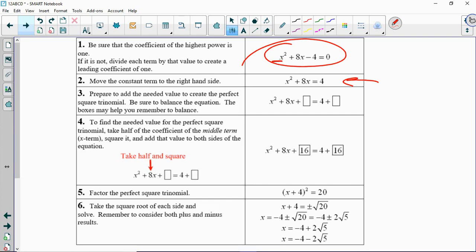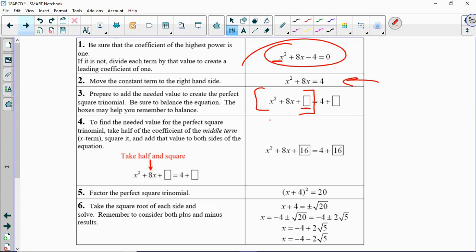And then this is the most important part now. We're going to add some mystery number here so that this entire left-hand side is a perfect square, so that it is x plus or minus something, all squared. But since it's an equation, whatever we add to the left, we have to also add to the right. Now, in this case, the special number we need to add is 16.